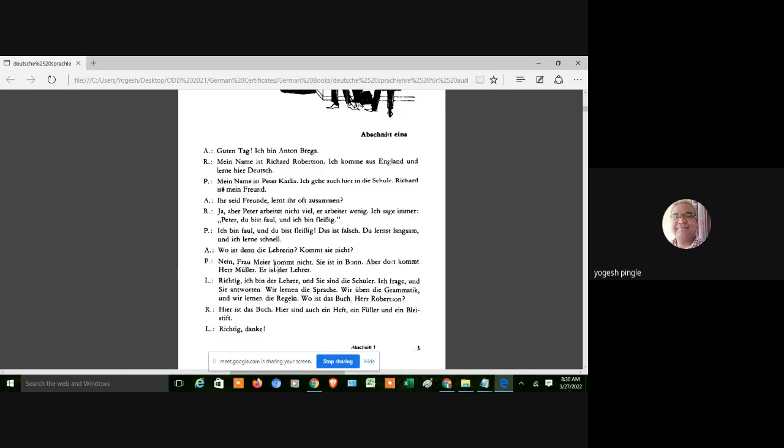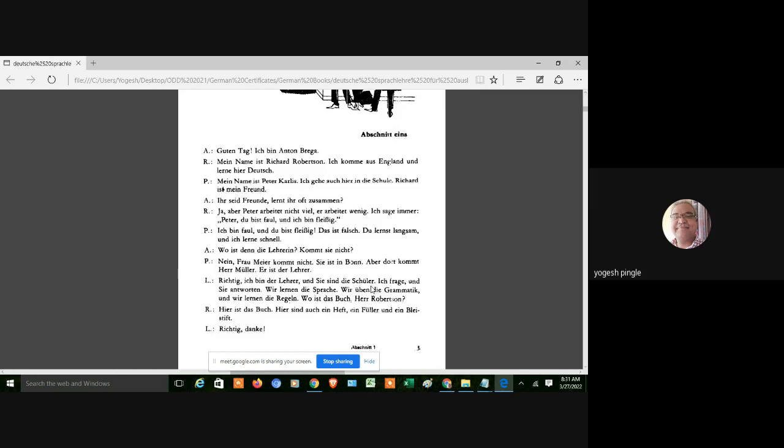Nein, Frau Meyer kommt nicht, sie ist in Bonn. Aber dort kommt Herr Müller. Er ist der Lehrer. See, this is masculine. Der Lehrer. Richtig, ich bin der Lehrer und Sie sind die Schüler. Now here it is in plural form. Why is it plural? Because you can see I used Sie. What is Sie? Sie is nothing but a plural form. This is the polite form of you, and the polite form of you is always plural. And all of you are the students, right? That's why it is Schüler.